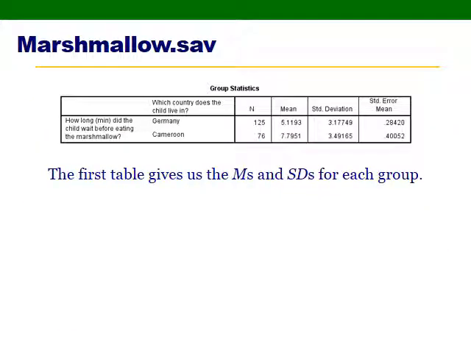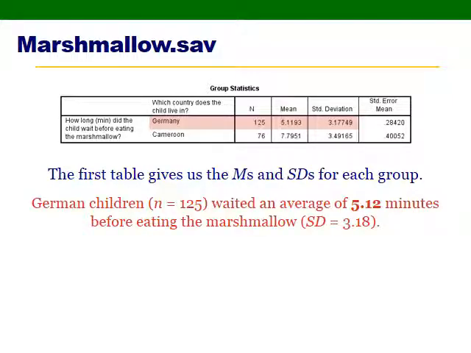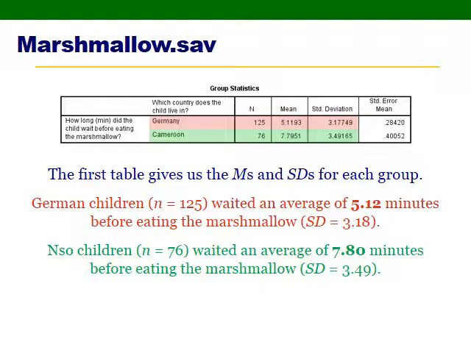Once we do that and click OK, we get two tables in our output. The first table, called Group Statistics, gives us the sample size, the mean, and the standard deviation for both of our groups. So the 125 German children in our study were able to wait an average of 5.12 minutes before eating the marshmallow, and their standard deviation was 3.18. The 76 ENSO children who participated in our study waited an average of 7.8 minutes before eating the marshmallow, with a standard deviation of 3.9.